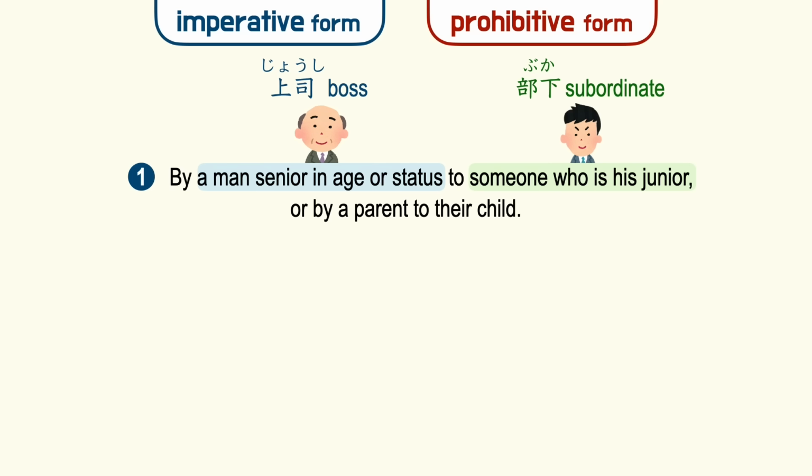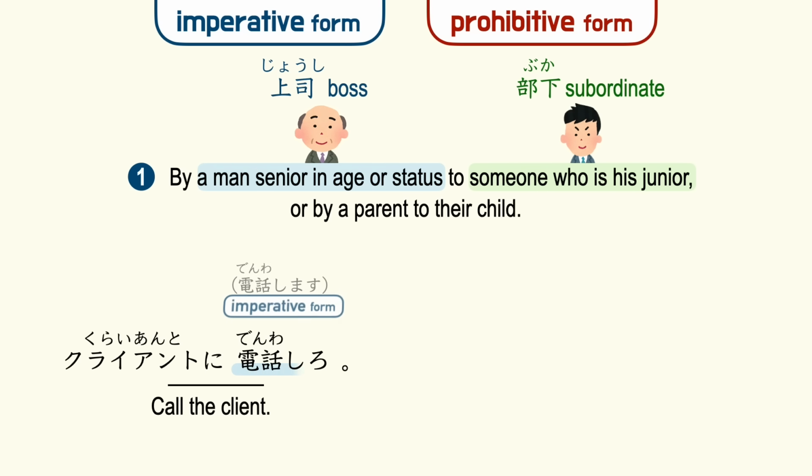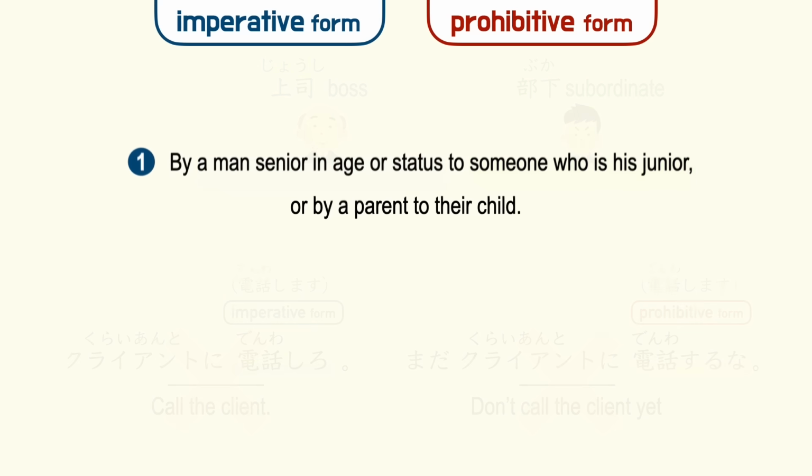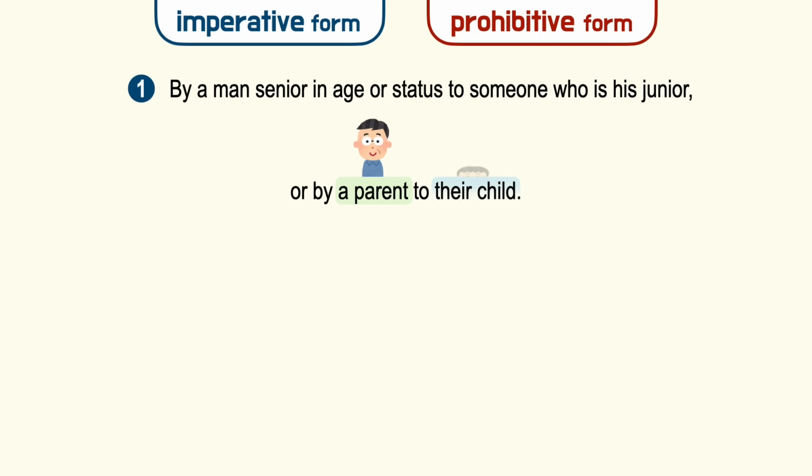For example, just because you're a boss, it doesn't mean you can say to someone who works under you something like, クライアントに電話しろ. Give the client a call. Or, まだクライアントに電話するな. Don't call the client yet. I mean, this kind of speech might have been somewhat more common in the past, but in modern workplaces, it sounds unnecessarily harsh. The same goes for parents to their children.